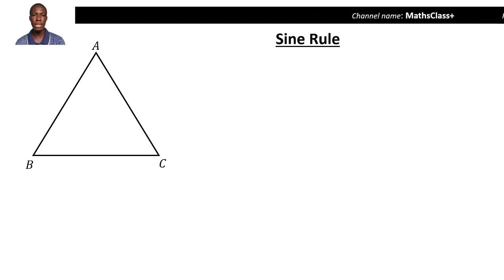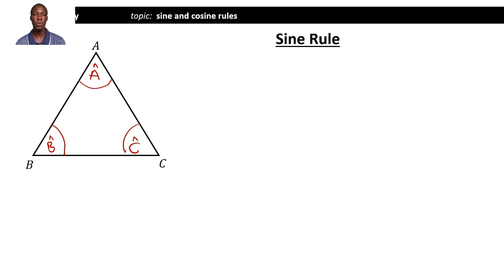First of all, let us name the angle here as angle A, the angle here as angle B, and the angle here as angle C. Then we will also name the sides. The side opposite angle A will be labeled as small a. The side opposite angle B will be labeled as small b, and the side opposite angle C will be labeled as small c.